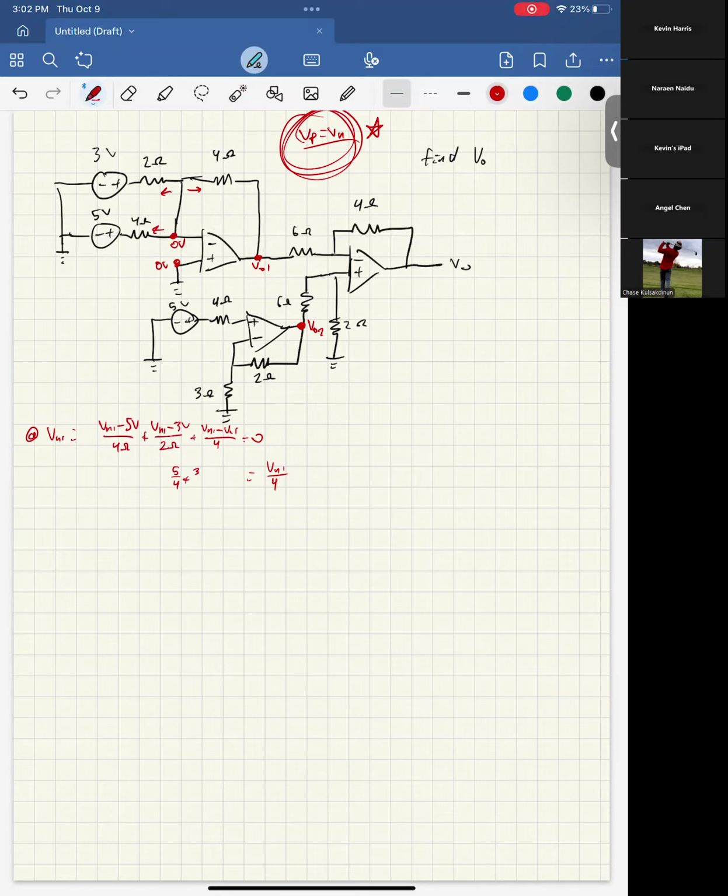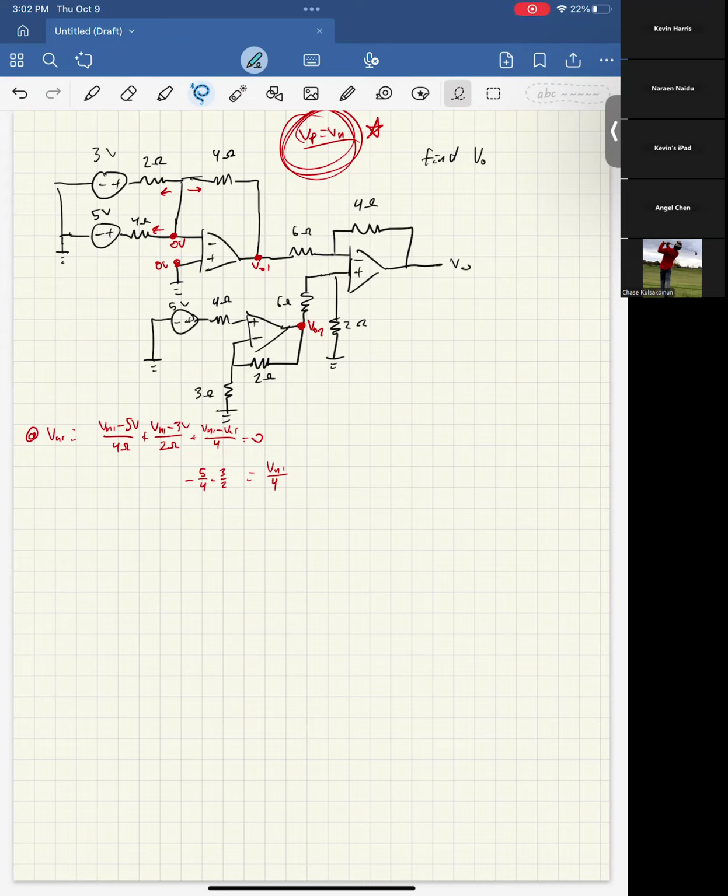Oh, wait, no. Actually, yeah, minus 5 over 4 minus 3 over 2 minus... Yeah, it's just that, I think. Right? Because 0, 0, and then VN1 minus V out. Yeah, minus, yep. I think that's right.